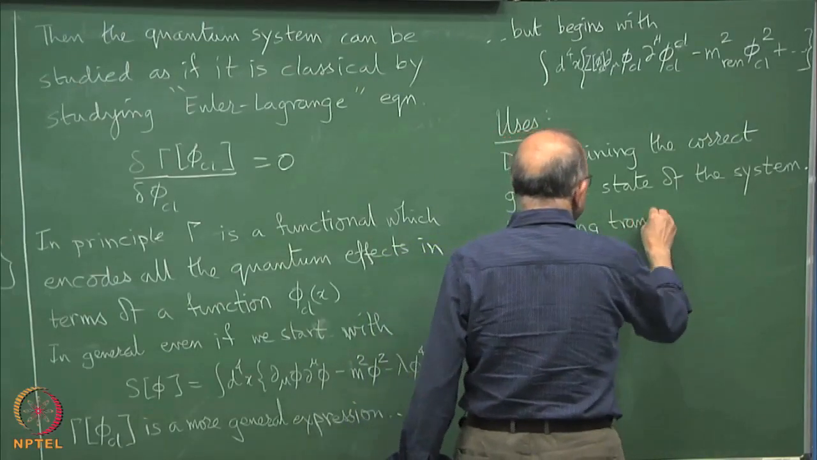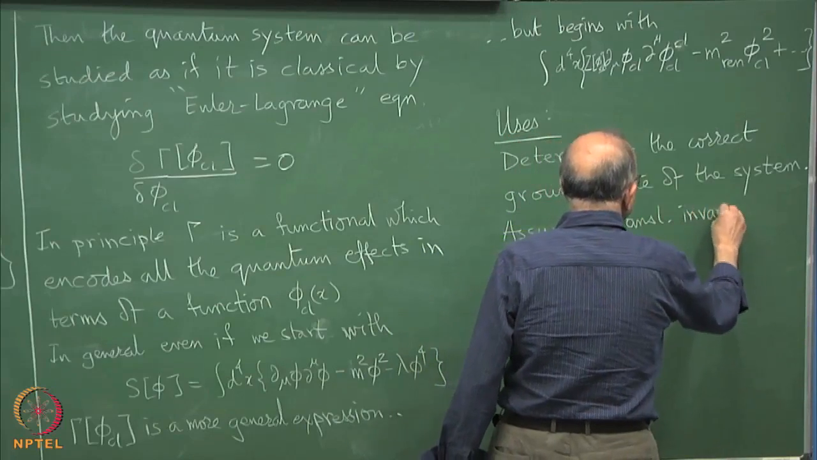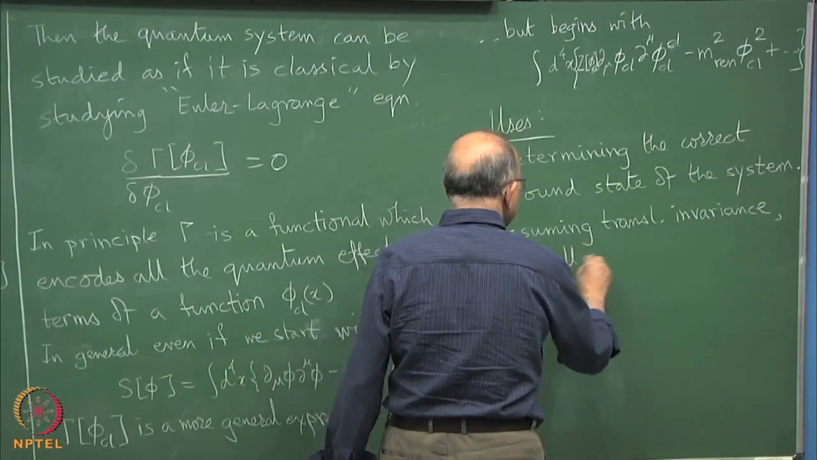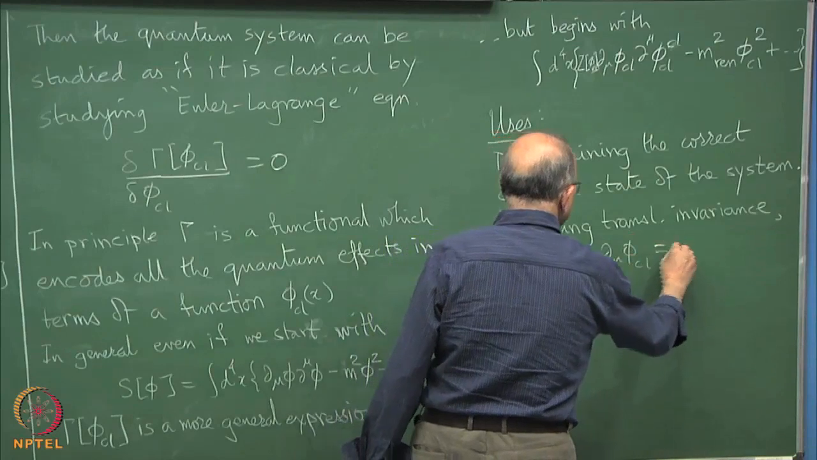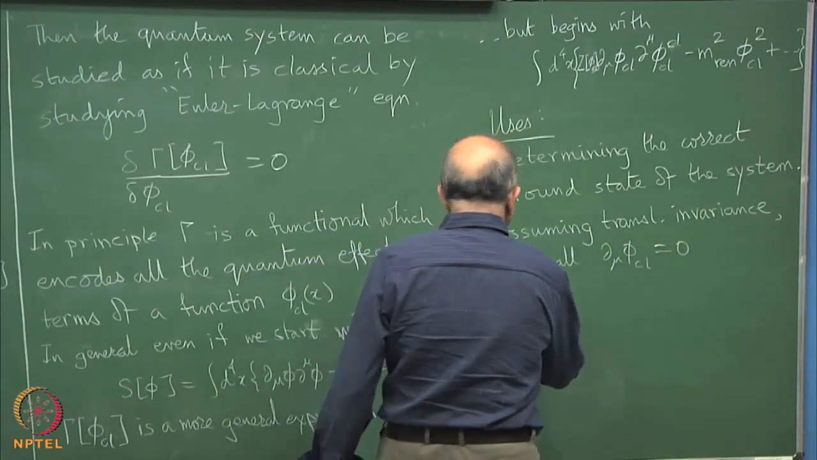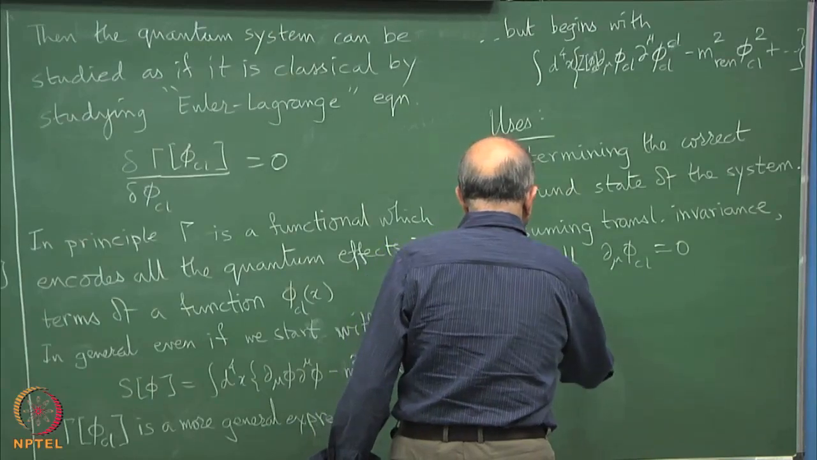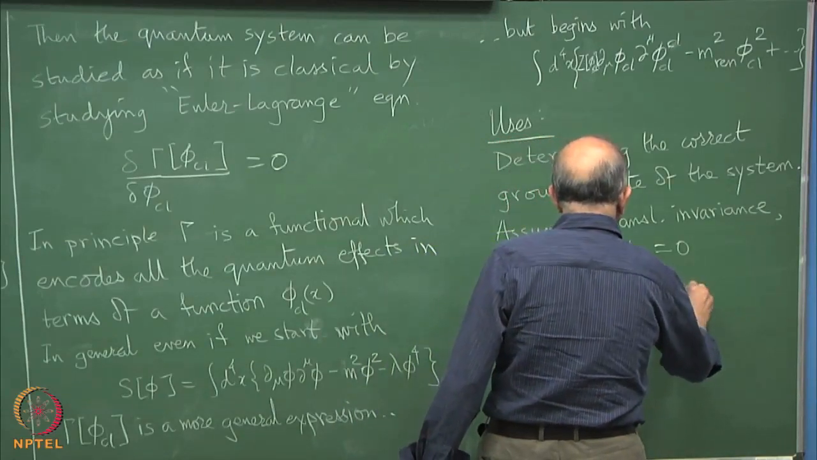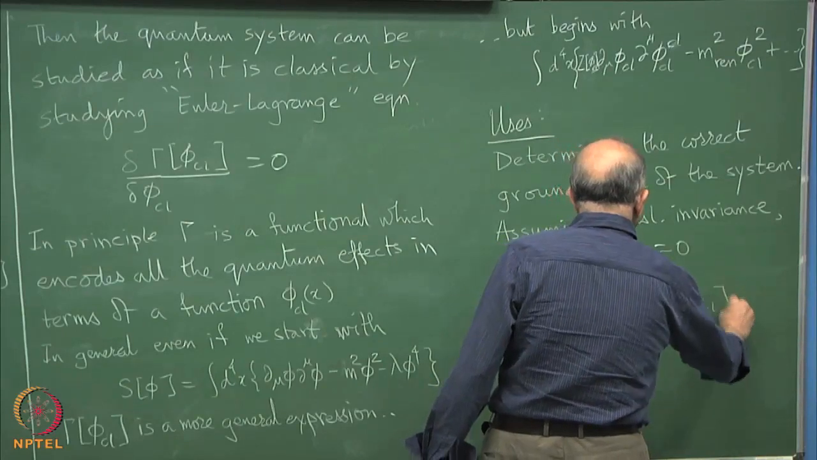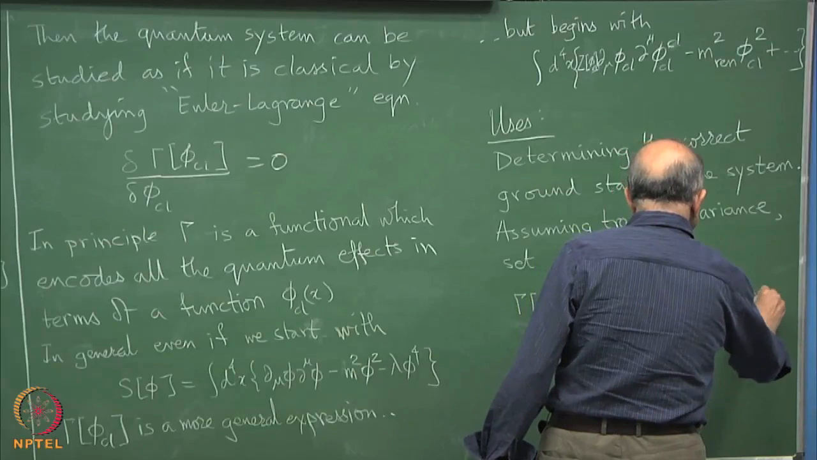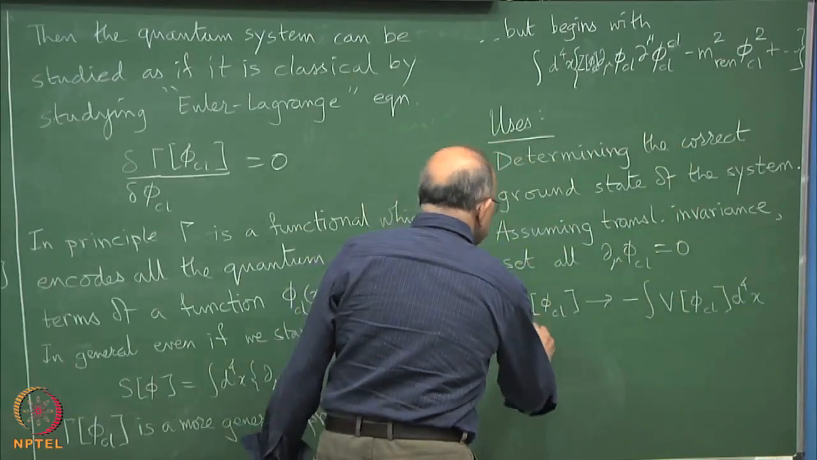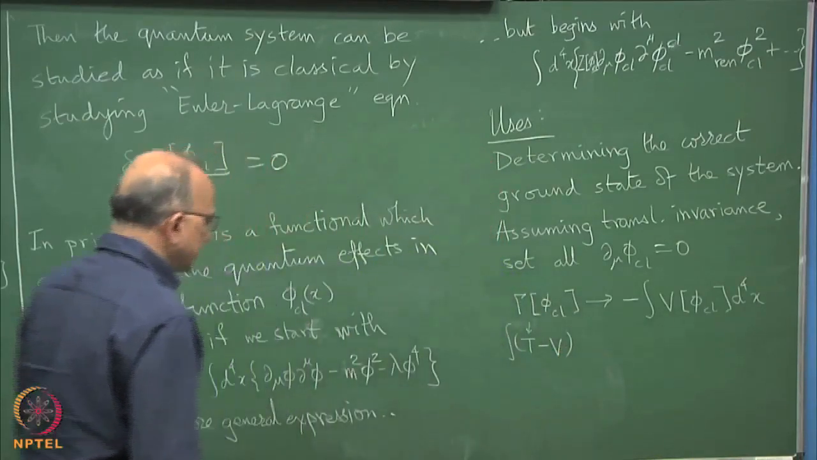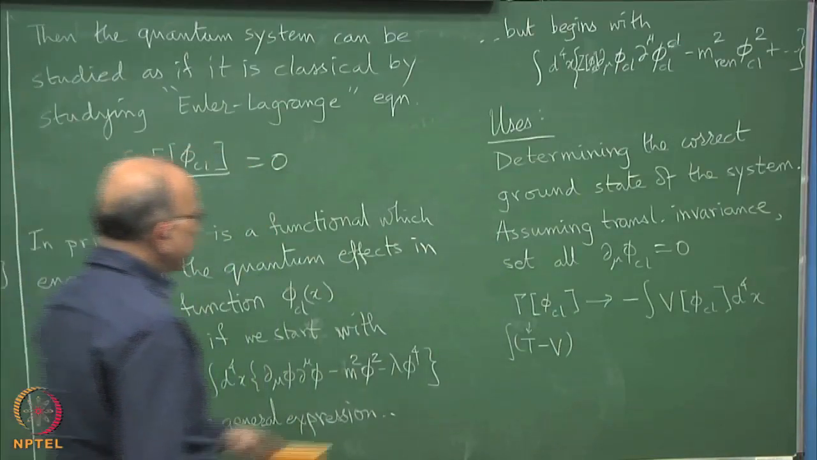assuming translation invariance. So, we set all derivative terms to 0. And then we get gamma of phi classical going over to simply being equal to minus the integral of a V of phi classical d4x. Minus sign because gamma has the form of T minus V after all, right? Good old Lagrangian definition.